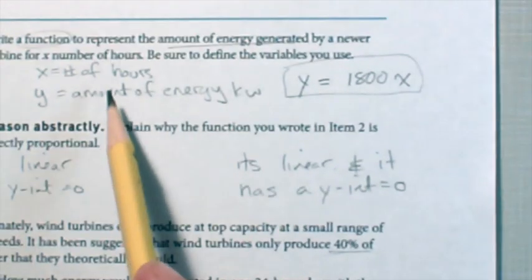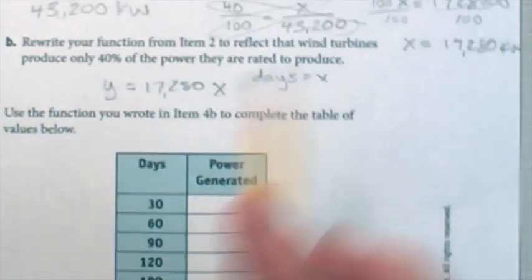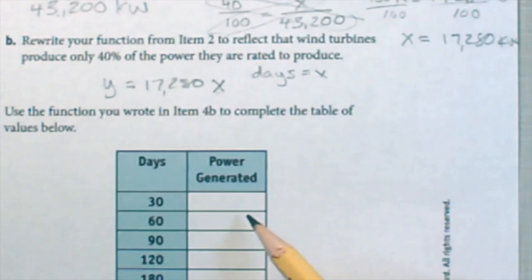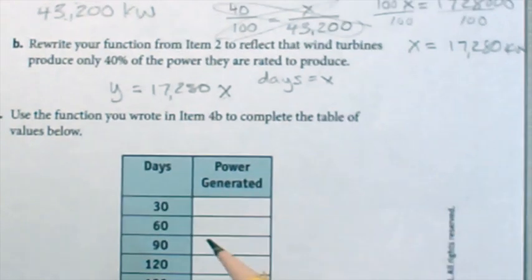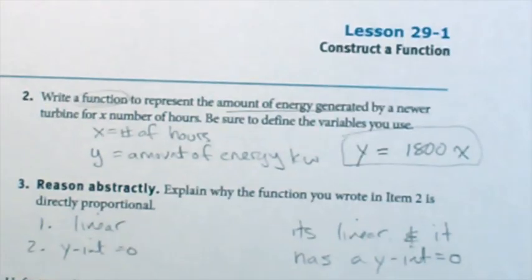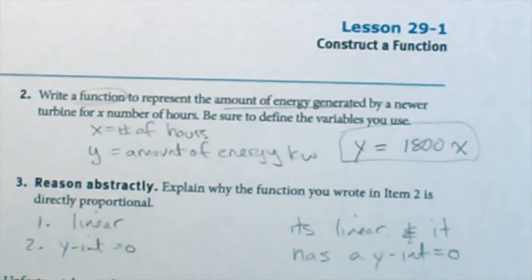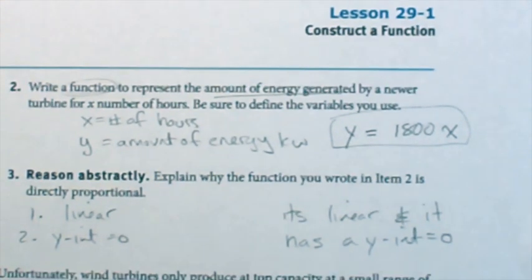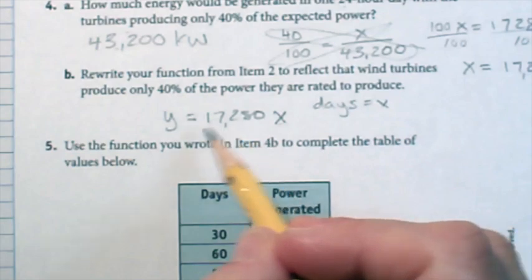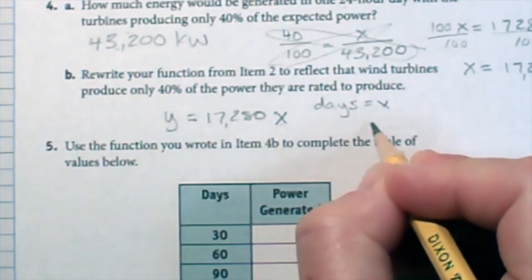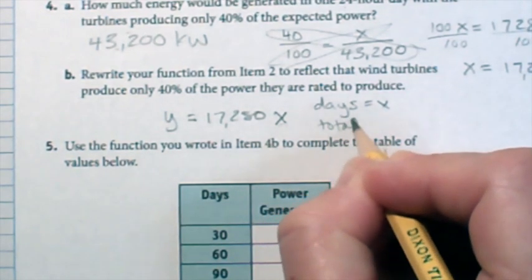Up here, we said x was the number of hours. But we're going to change it to days because I'm looking down at this table. And in this table, they're using days. Does that make sense? Sure it does. So that's a much bigger number. Is it a much bigger number? Yeah, it is. All right. So now x equals days and y equals total power.